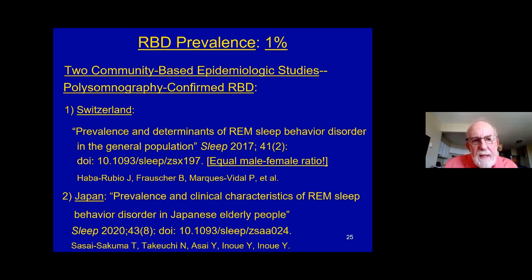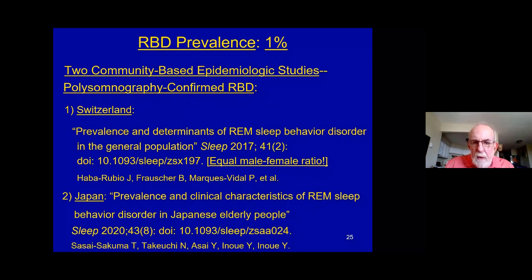However, we now know, given two recent epidemiologic studies, one in Switzerland, one in Japan, that first of all, the prevalence of RBD is 1%, which is really quite high. The worldwide prevalence of schizophrenia, for example, is also 1%. So RBD is really far more common than a lot of people realize.